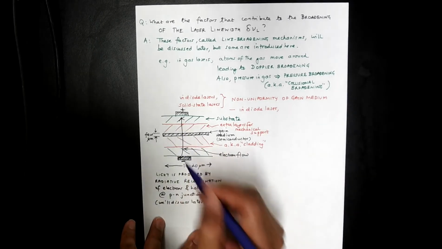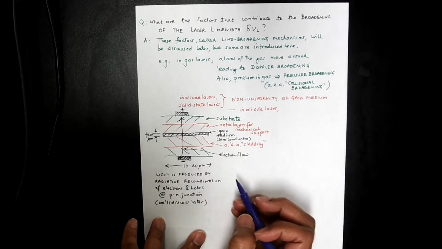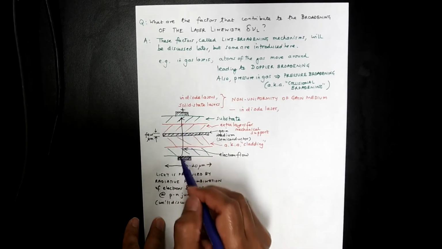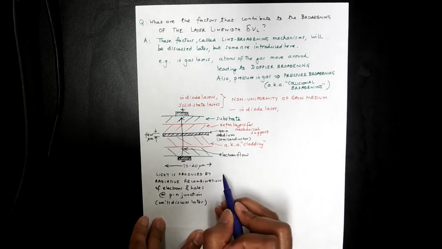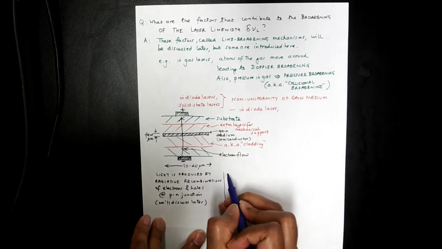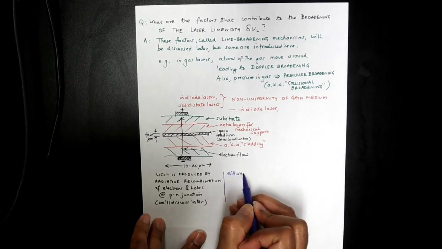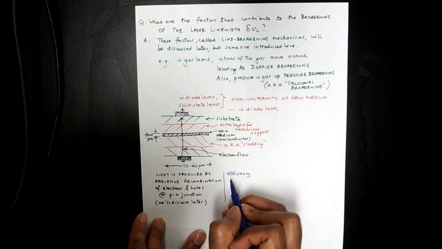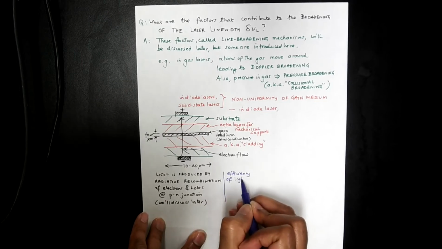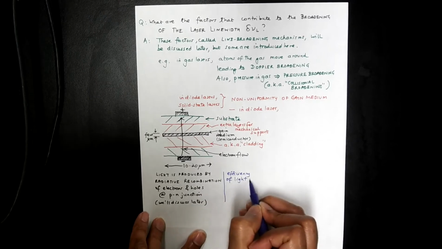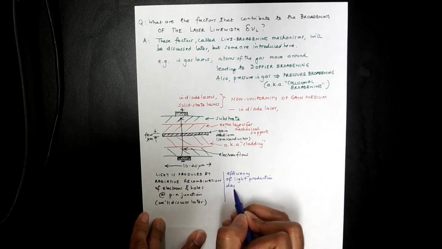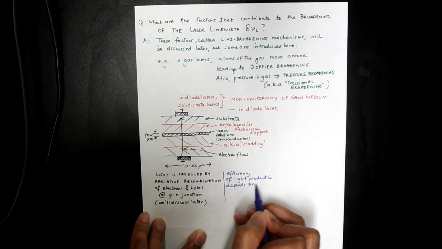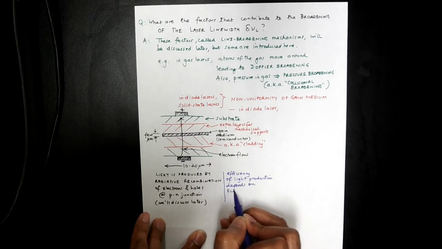electron density. It determines how efficiently light is being converted or produced. Okay, so the efficiency of light production depends on the electron density.